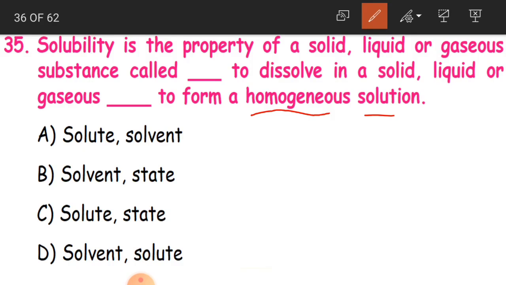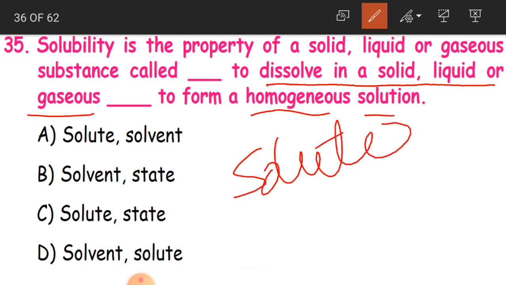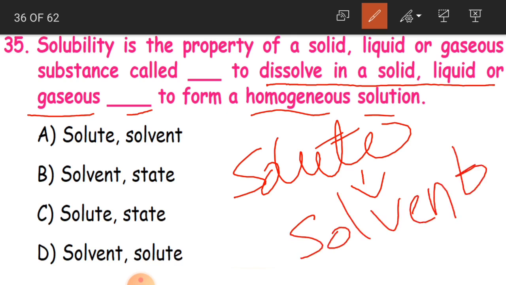a solid. What do we call that which dissolves in a solid, or liquid, or gas? Solute. We call it as solute. Okay. Then gaseous dash to form a homogeneous solution. Solutes have to dissolve in solvents. Okay, clear, children? To form a homogeneous, in the sense a same type of solution.